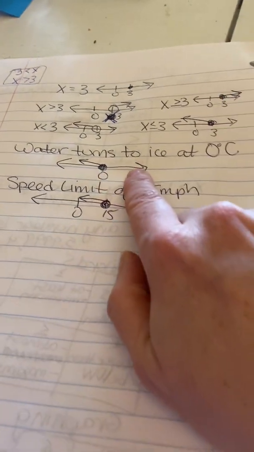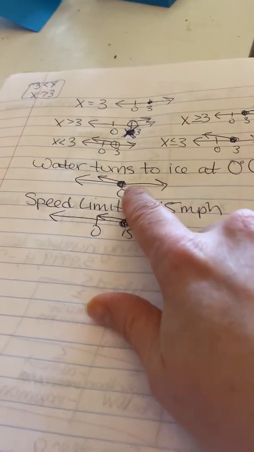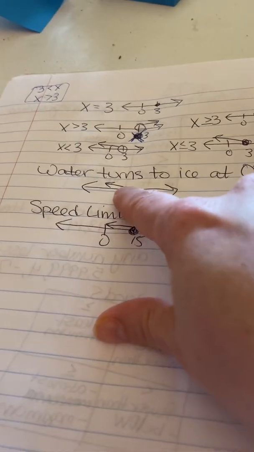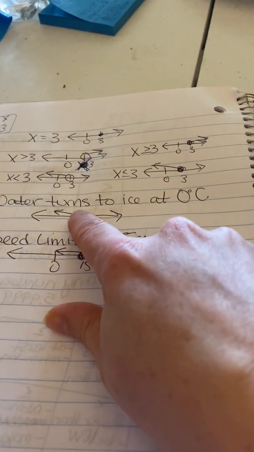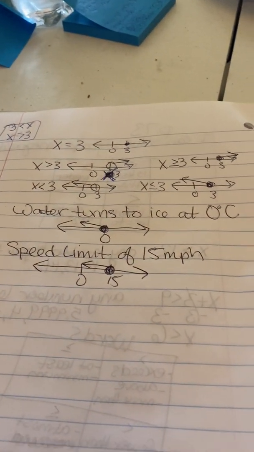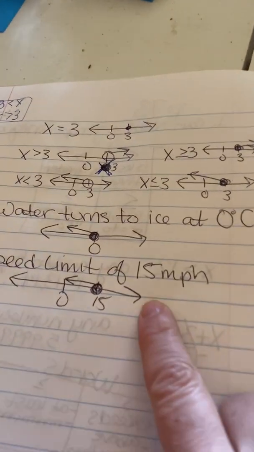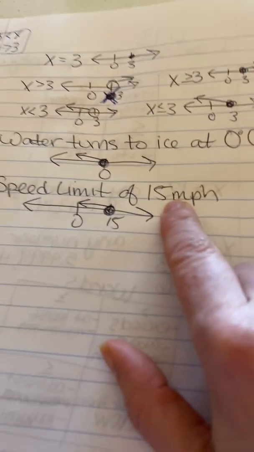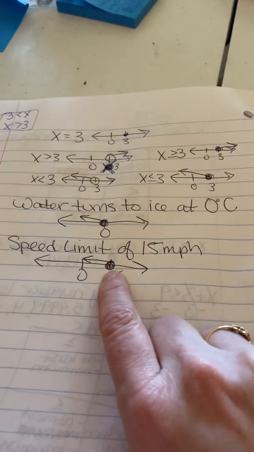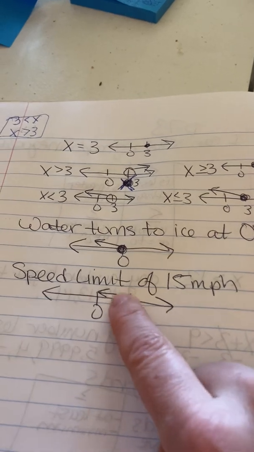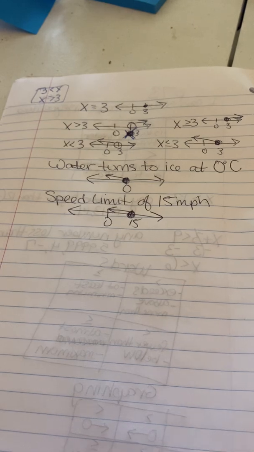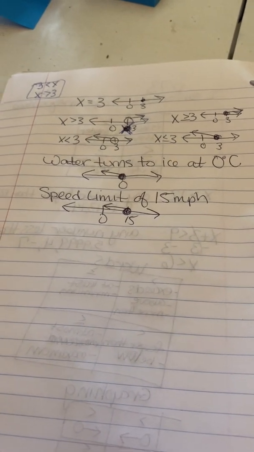Couple examples. Water turns to ice at 0 degrees Celsius. So if you look at here, hey, the number is 0, so you only have one number to plot. If it turns to ice at 0 degrees Celsius, you shade in the circle, and everything to the left of that is going to make it ice. And then speed limit of 15 miles an hour. Contrary to popular opinion, that means you should not go faster than 15 miles an hour. So you can go 15, so you can shade it in because 15 works, and everything to the left. So again, these are your page 73 and probably also your 73B notes.